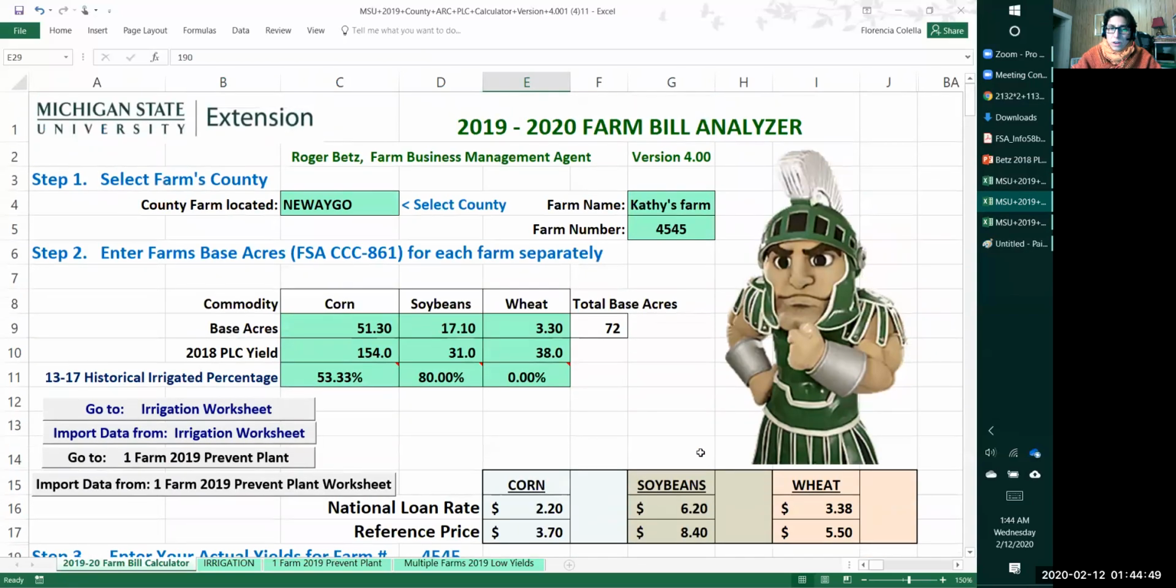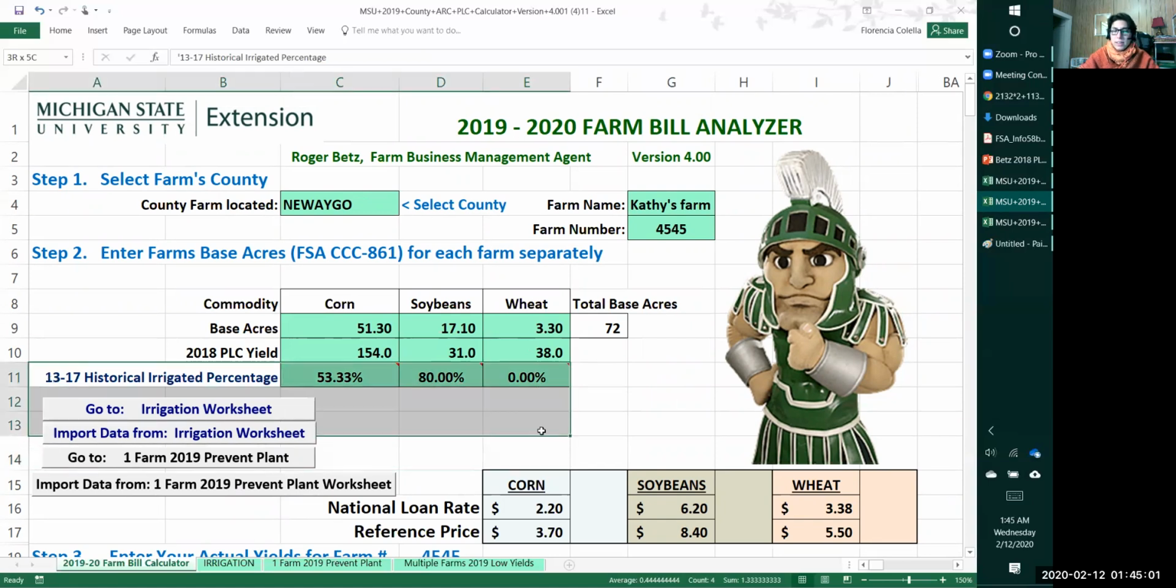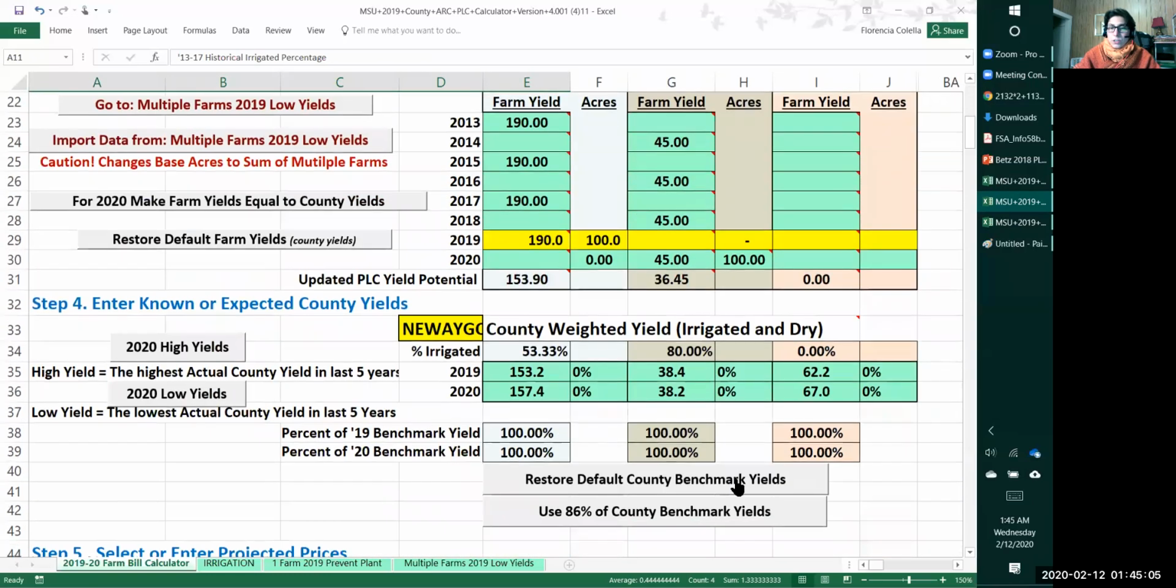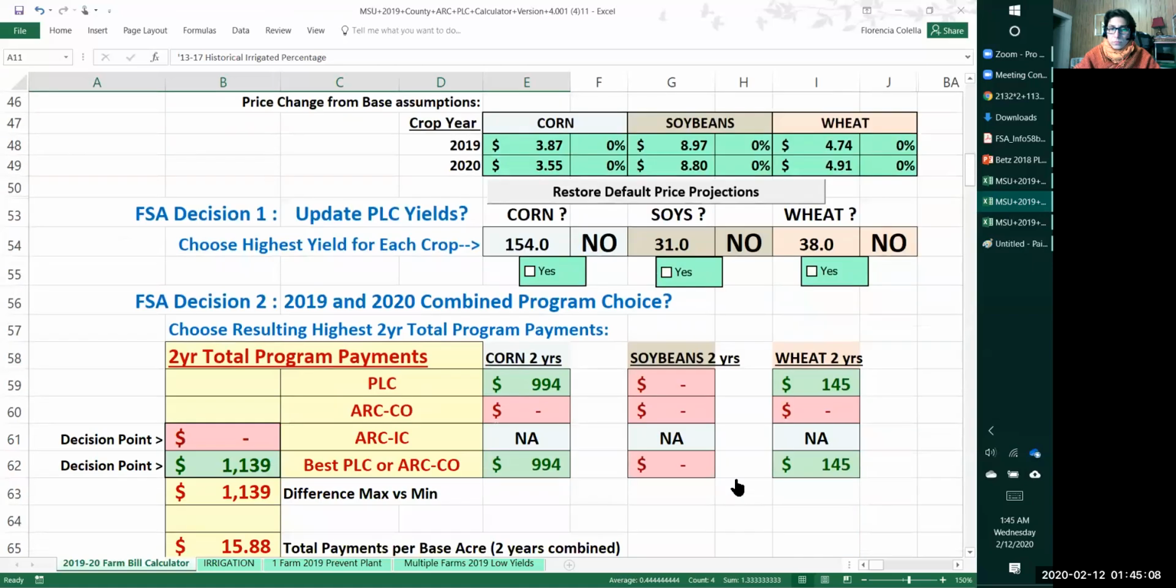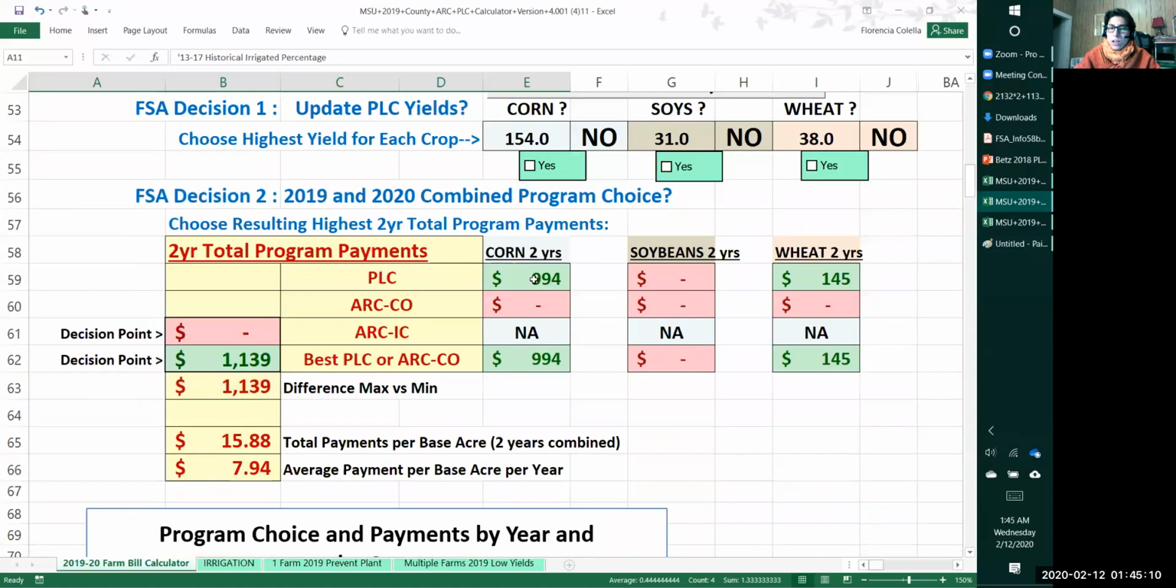So if we looked at this farm on its own, and it has the same base acres and PLC yield as the other farms, I'm not changing any of that, and we're also considering that he has the same amount of irrigation. Just like that, this farm would trigger a payment on PLC for corn and wheat only, and would trigger a payment of $1,139 for the two crop years, 19 and 20.